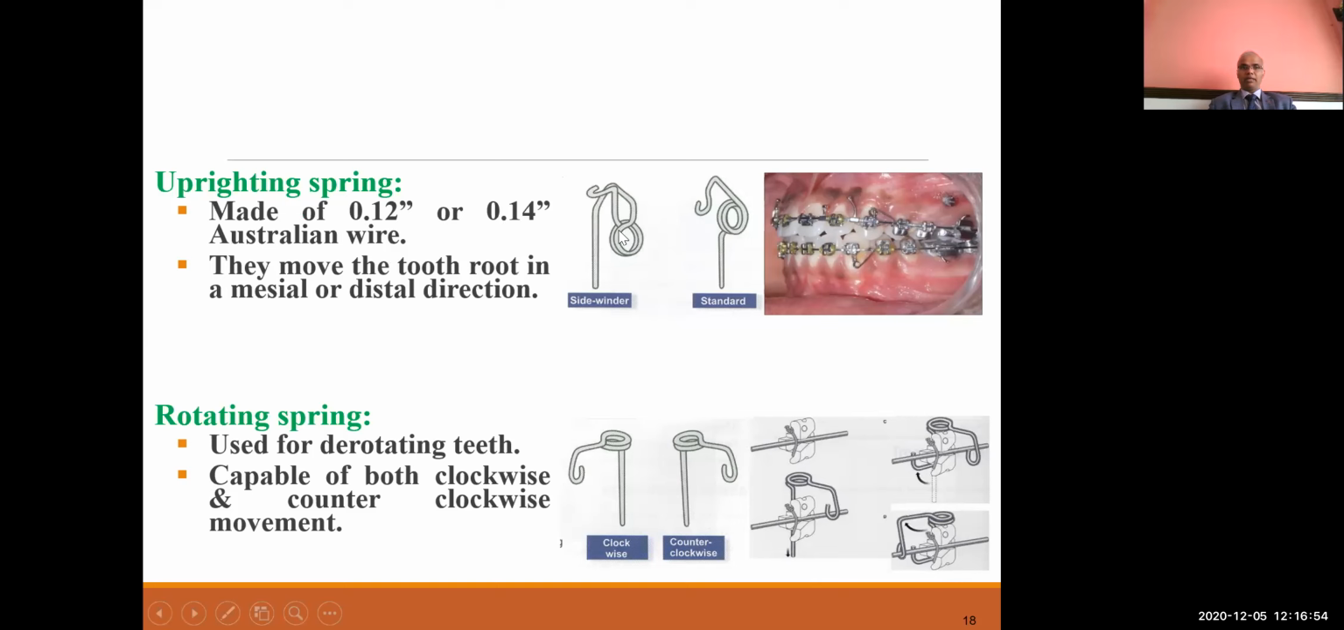Uprighting springs are made of 0.12 or 0.14 Australian wires. They move the tooth root in a mesial or in distal direction.